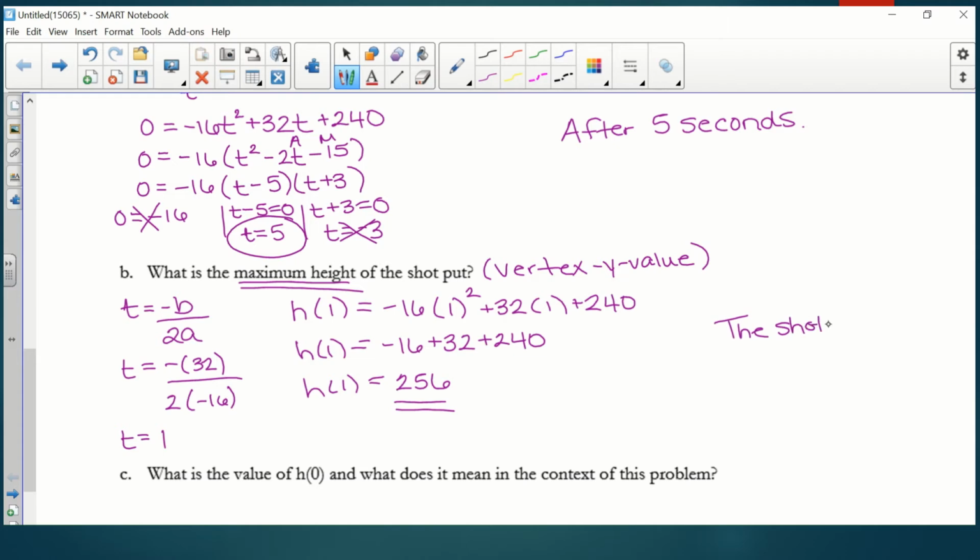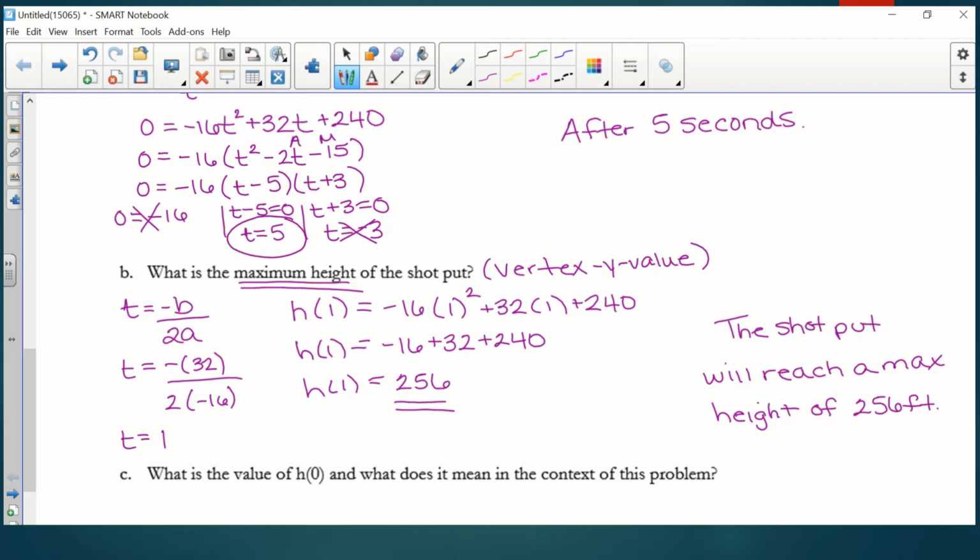So the shot put will reach a max height of 256 feet. Always make sure you remember your labels with these.